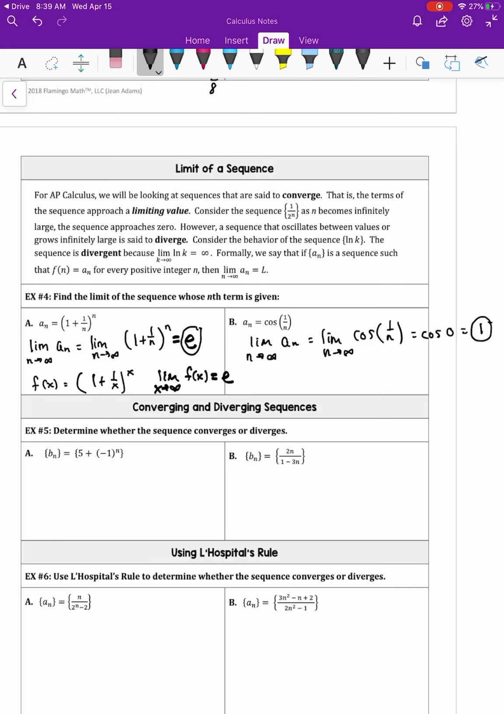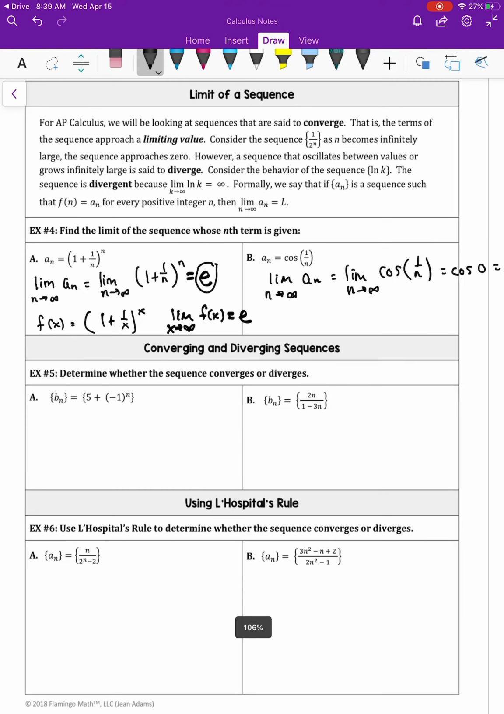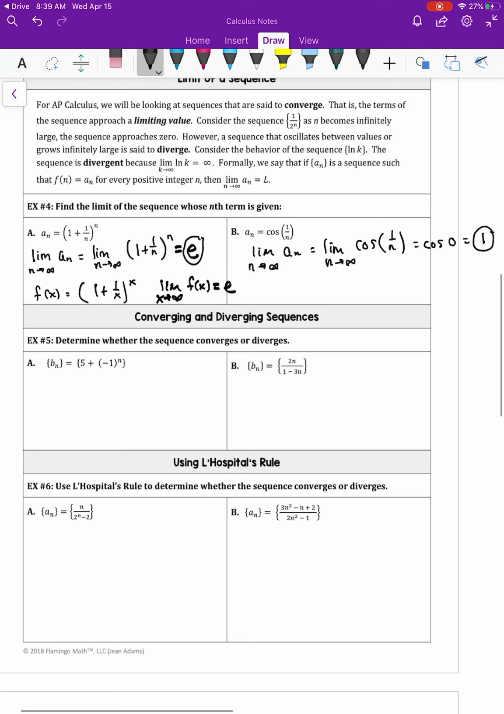So if someone asked you, does this sequence converge? Since this limit of the nth term equals one finite number, then you would say that those sequences converge because they equal a finite value. The limit of the nth term, okay? So, converging and diverging sequences. Determine whether the sequence converges or diverges.